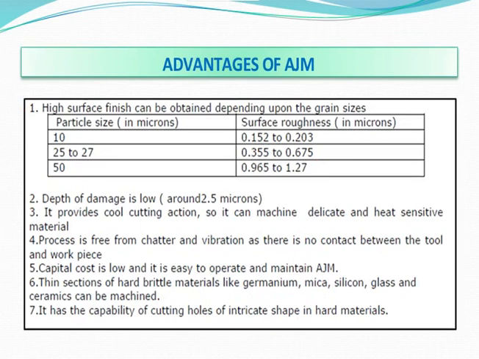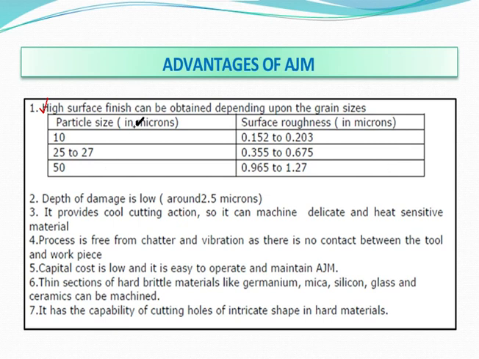Now, what are the advantages of AJM? Every process has some sort of advantages and disadvantages. So the first thing is, what are the advantages of AJM? The first advantage is that a high surface finish can be obtained. And obviously, as I've already discussed earlier, the high surface finish obtained is directly proportional to your grain size.